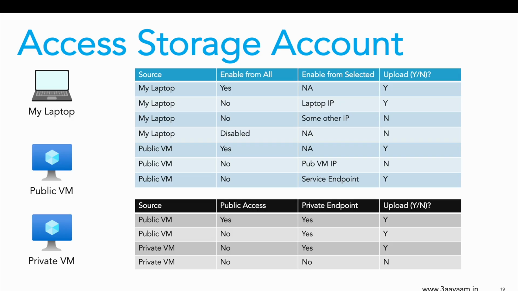The first one would be the enabling public access and private endpoint both. At the same time, we'll just have the public VM IP added. So I'll add a private endpoint, but I'll remove service endpoint. I'll add private endpoint and I'll add the public VM IP. Now what should happen in this case is that because I add private endpoint, the upload would happen via the private endpoint, even though I add the public VM IP.